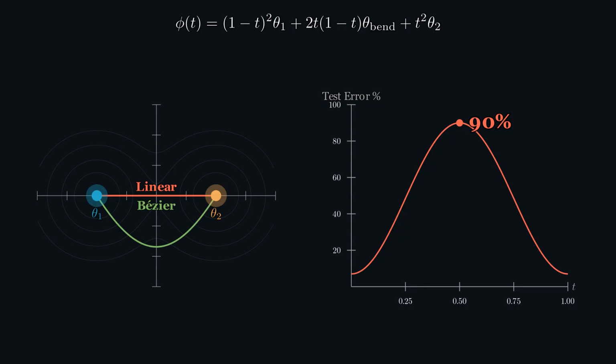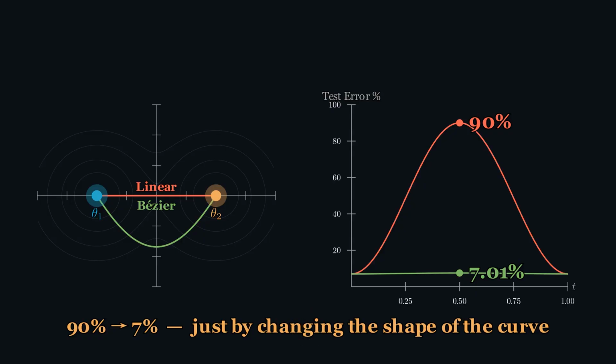But watch what happens when we use a curved path instead. A quadratic Bezier curve that bends through a low-loss region. The maximum error along this curve, just 7.01%, almost identical to the endpoints, from 90% to 7%, just by changing the shape of the curve connecting two solutions.